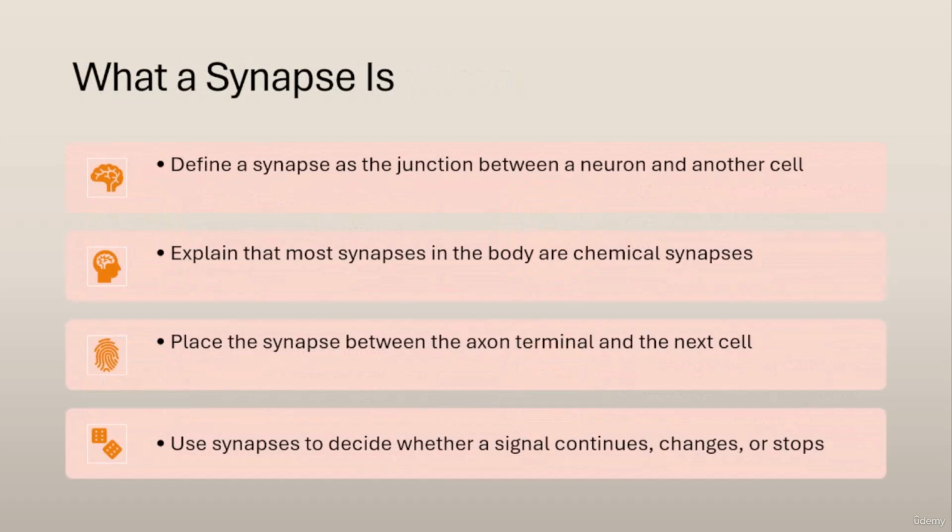A synapse is the point where one neuron communicates with another cell, and it can be another neuron, a muscle cell, or a gland cell. And most synapses in the body are chemical synapses, which means the signal changes from an electrical impulse inside the neuron to a chemical message in the synaptic space. And this space is very small, but the events happening there decide whether the message continues or stops.